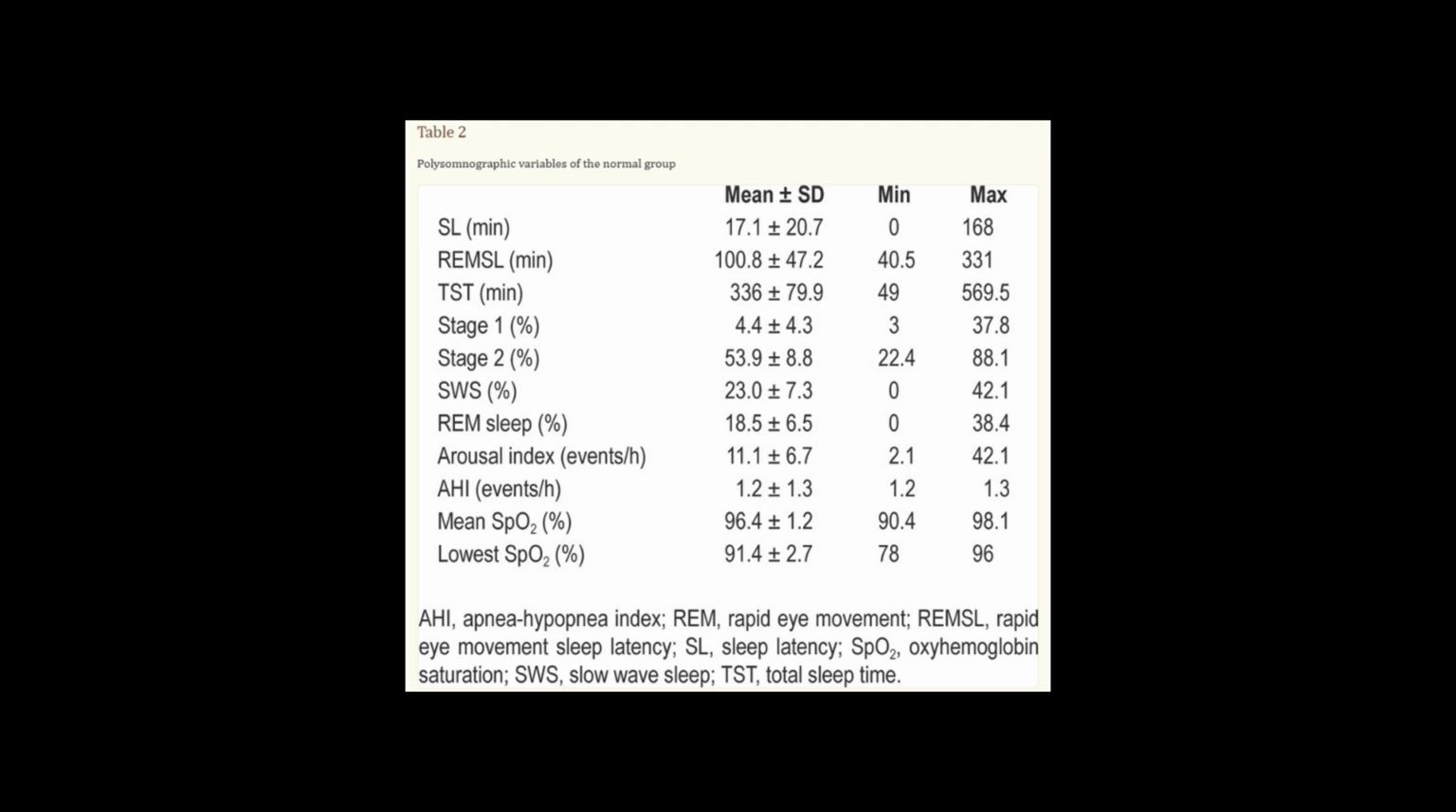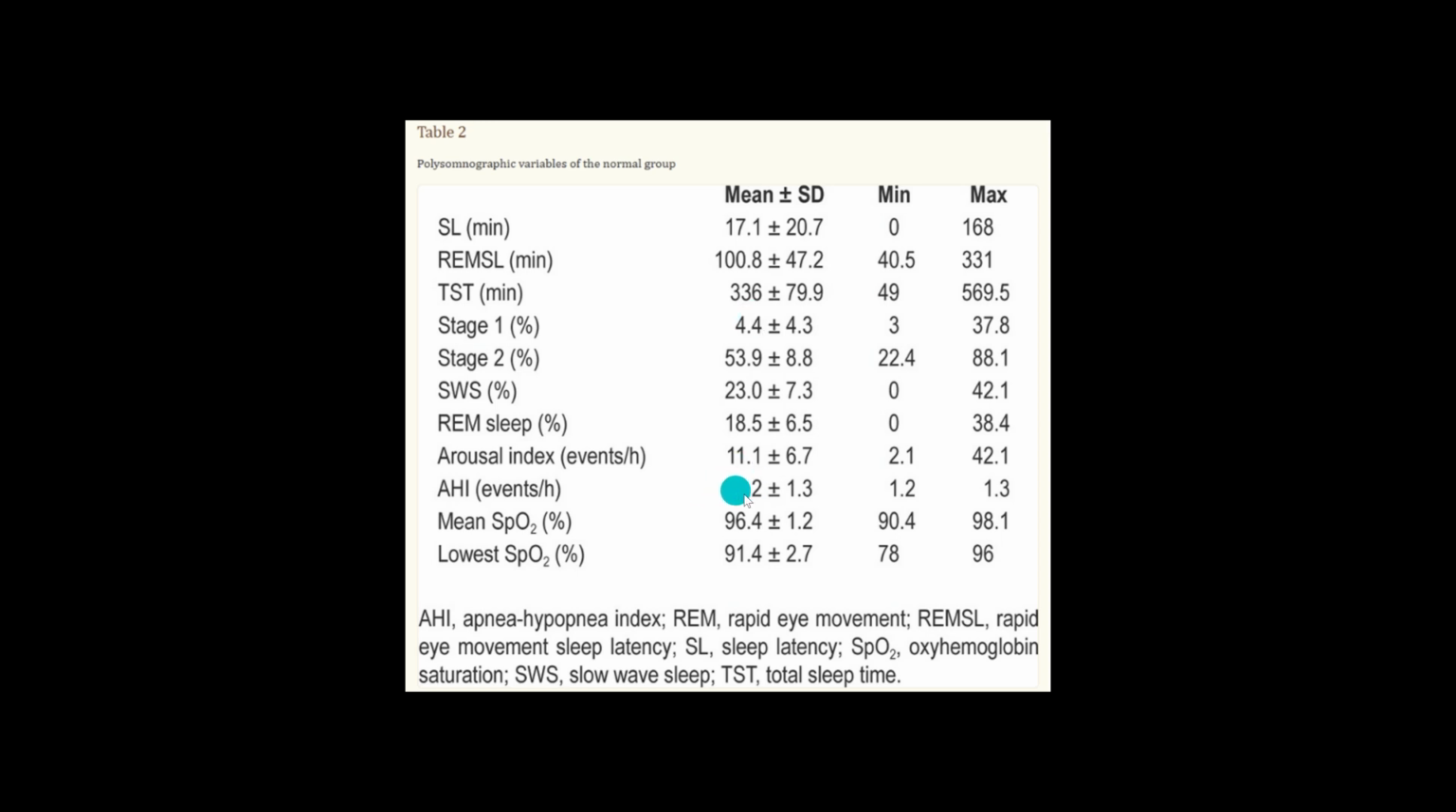Just as an aside, I thought some of you guys might find this intriguing. Remember, this is a pool of 163 people, which statistically isn't huge. So don't let this be the be-all end-all of your understanding of what normal people sleep like. But here's just a little idea. Of the normal group, the people who aren't complaining about their sleep and objectively don't have any sleep disordered breathing, on average, it took them about 17 minutes to fall asleep. The maximum time was 168 minutes. Total sleep time was 336 minutes.